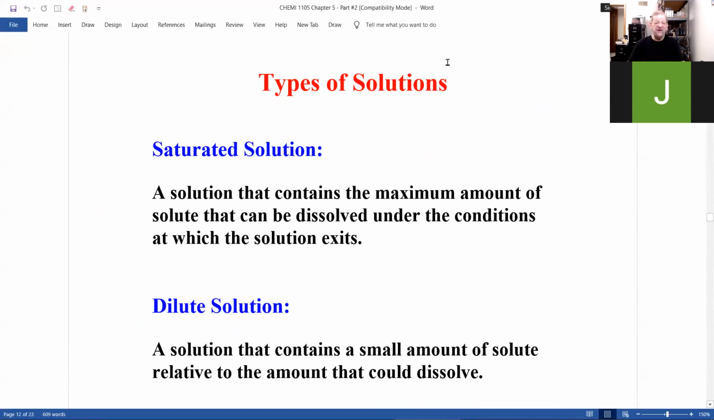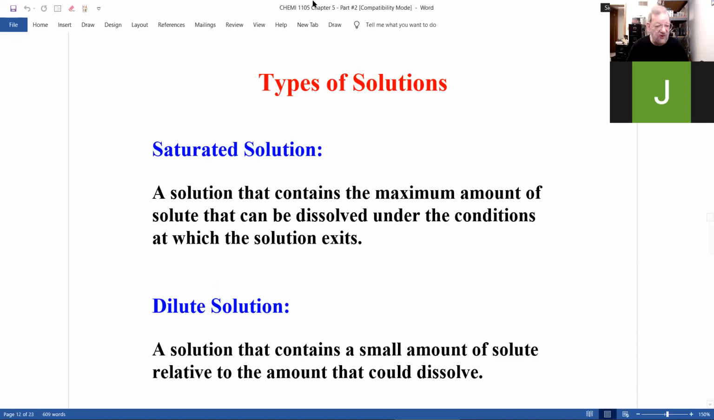Now, this is very important. There are different types of solutions. You should know these. A saturated solution is a solution that contains the maximum amount of solute that can be dissolved under those conditions, like temperature and pressure, at which the solution exists. You can't put one more molecule in there because it's saturated, it's full. If you try to, you'll get a solid precipitate.